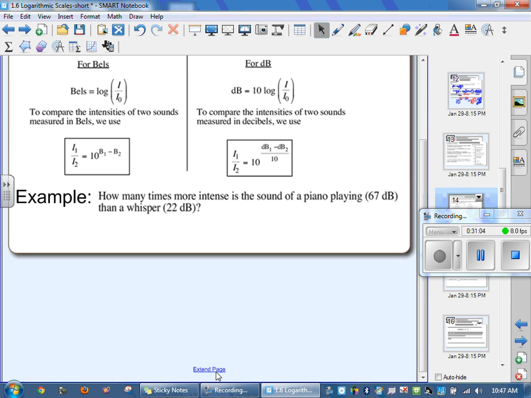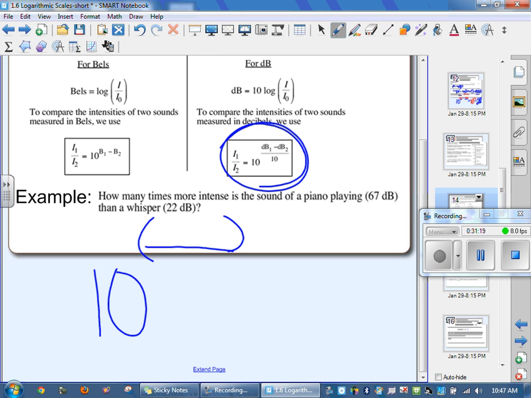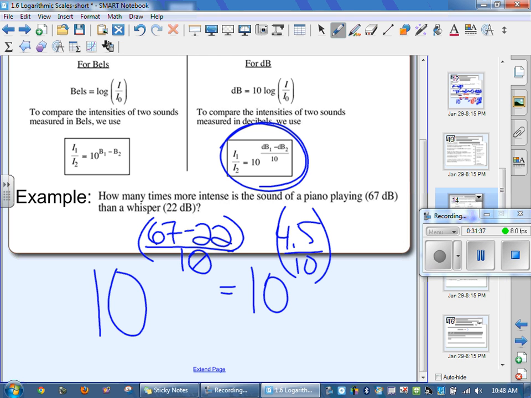So it's going to be 10 exponent. Now our numbers that we have for our decibels, we need to divide by 10 after we subtract them. So we've got 67 subtracting 22, then we divide those by 10. Okay, so you're going to get 10 exponent 45 divided by 10, which gives you 10 to the 4.5. Okay, so that's all it is.